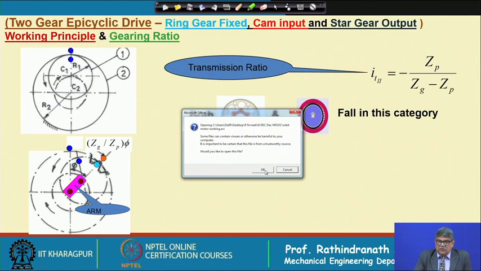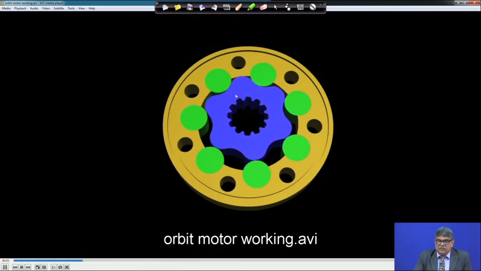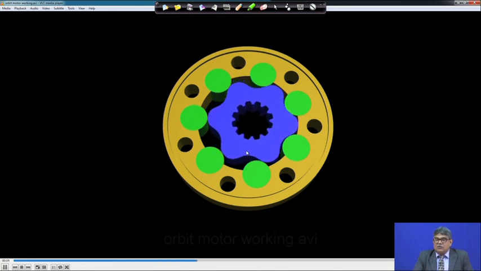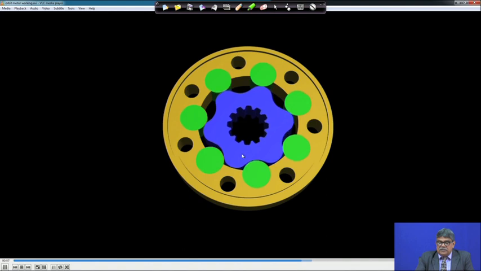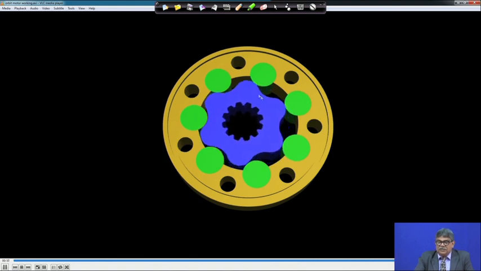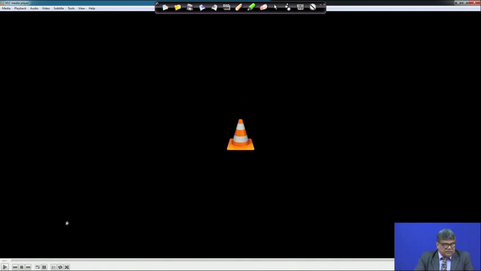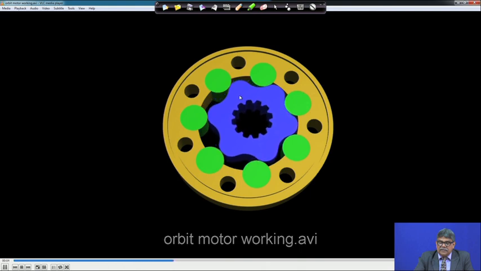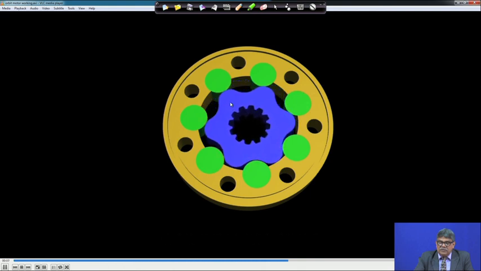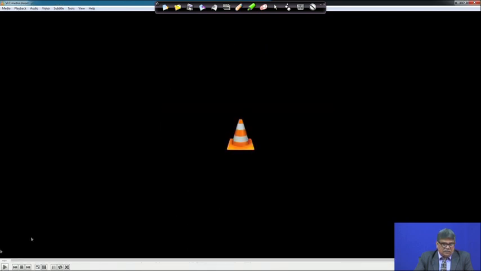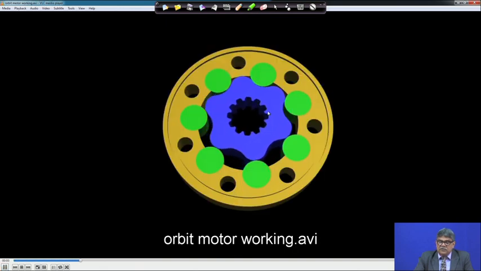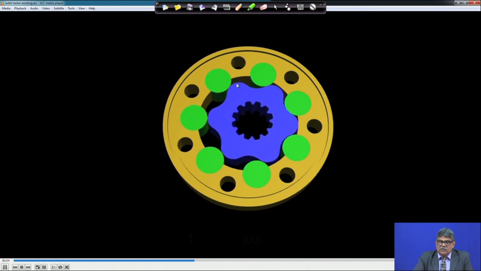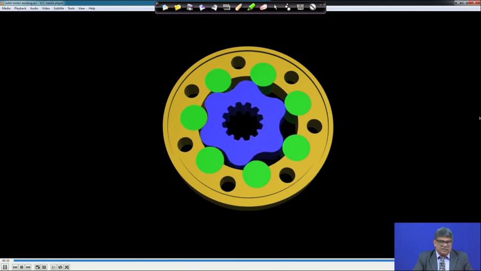Now, have a look at this motion. This is of course not an involute gear, this is a cycloidal or epitrochoidal gear. But as you see, if we consider a point here, then while this is rotating by one full revolution about the main axis, this point is coming only this much. In that case, you will find the transmission ratio is nothing but 6.